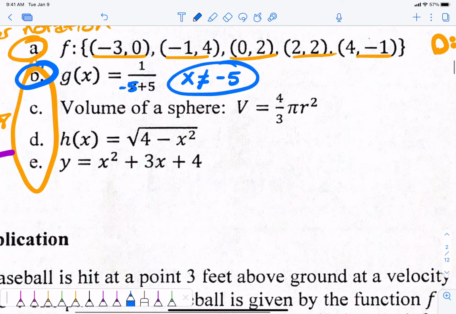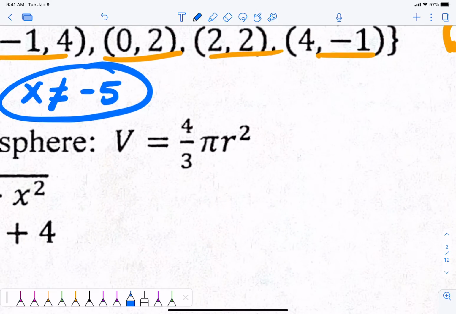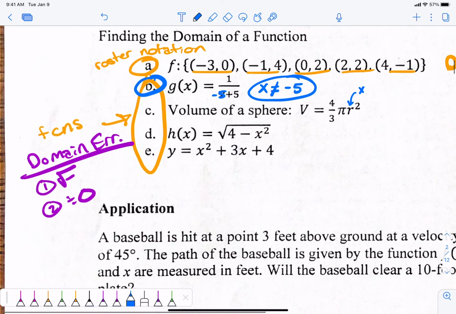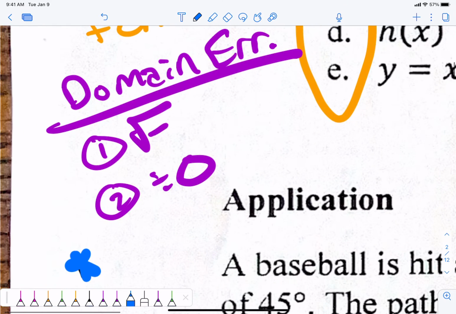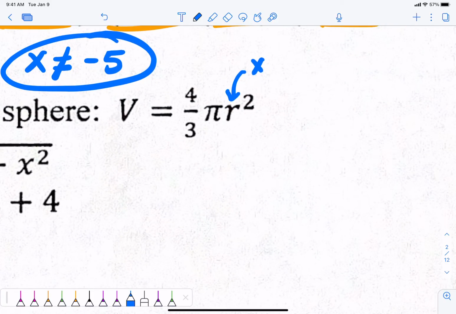Now, part C is getting into the half of a domain error, the exception to the rule. Volume of a sphere: volume equals 4/3 pi radius squared. Domain has to do with the input variable, usually the x, but in this case we don't have x's and y's. Which one would be the x? R. We look for our domain errors, negative inside a square root and division by 0. Do I have any of those happening? We don't have a fraction, so we don't have to worry about 0 in the bottom. We don't have a square root either. So can this be all reals?